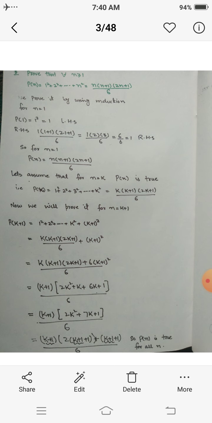In the previous lecture we discussed the principle of mathematical induction, and why to use it. Now today we are going to use the principle of mathematical induction in these problems.